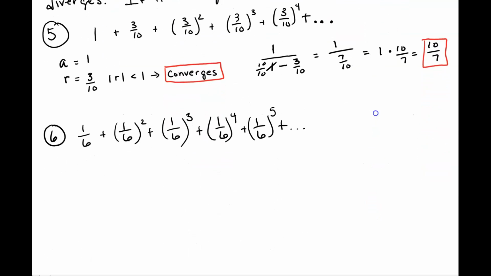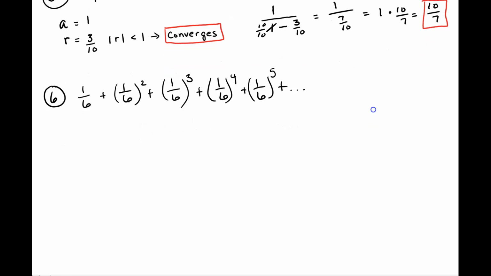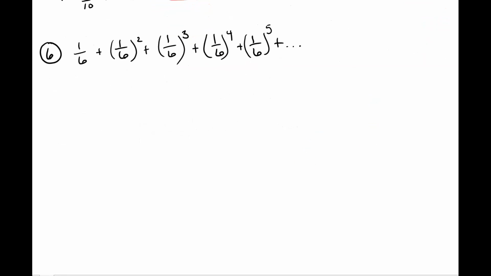So let's take a look at another final example here. We're looking at 1/6 plus 1/6 squared plus 1/6 cubed plus 1/6 to the 4th, and so forth and so on. So we are looking at our initial value, and it's just 1/6. The common ratio, though, also appears to be 1/6. So again, we make this statement that the common ratio is still less than 1. Therefore, this series converges, and we can find its sum.